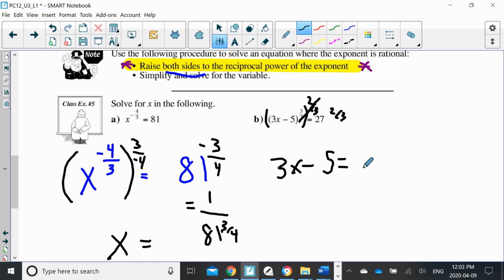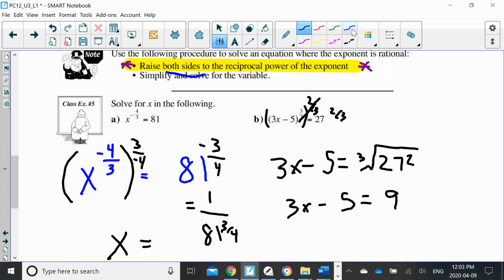Now, 27 to the power of 2 over 3 is the same thing as the third root of 27 squared. So 3x minus 5 is equal to, if you type in your calculator the third root of 27 squared, you are going to get 9.